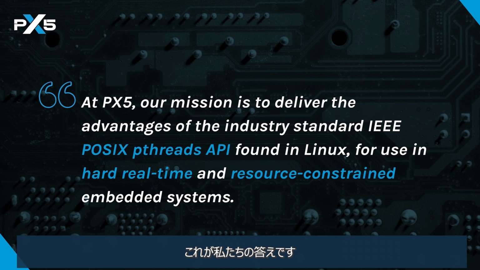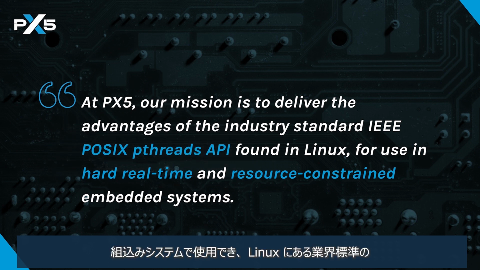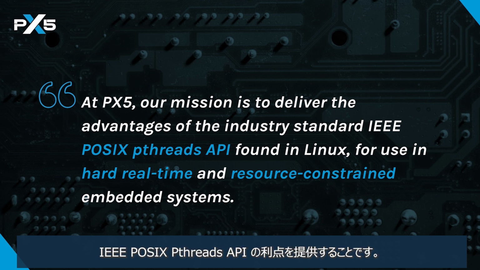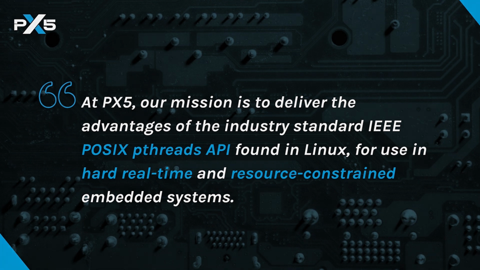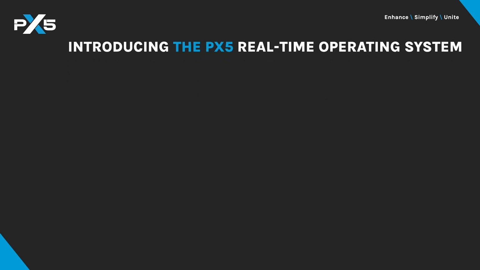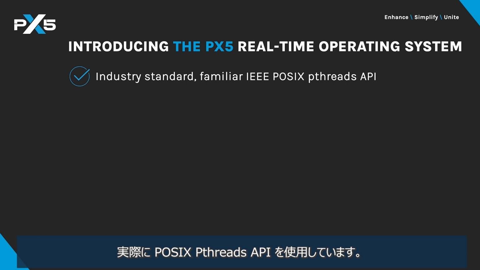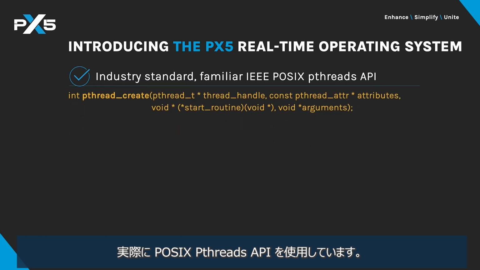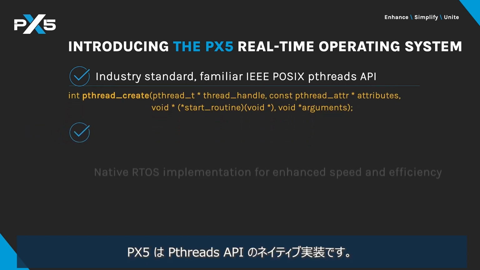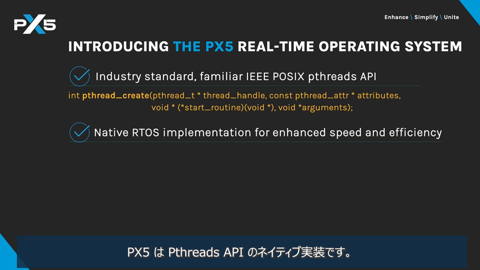Here's our answer. At PX5, our mission is to deliver the advantages of the industry-standard IEEE POSIX pthreads API found in Linux for use in hard real-time and resource-constrained embedded systems. That's what the PX5 RTOS is all about. It indeed uses the POSIX pthreads API. PX5 is a native implementation of the pthreads API.